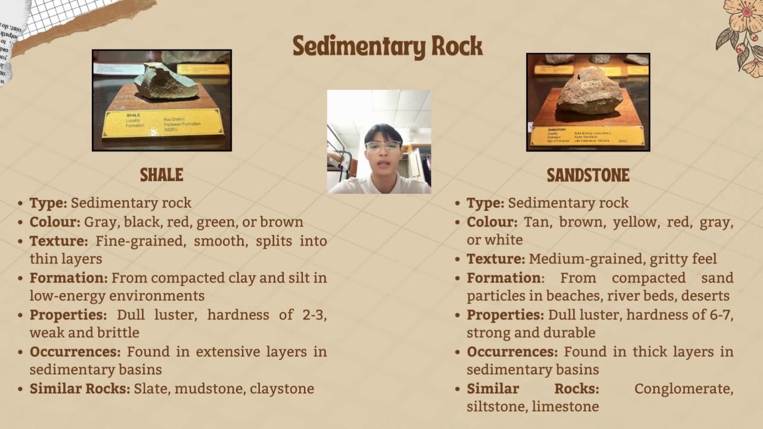Sandstones come in various colors including tan, brown, yellow, red, gray, or white depending on its mineral content. With a hardness of 6 to 7 or more on the Mohs scale, sandstone is stronger than shale and often forms in beaches, riverbeds, and deserts. Due to its strength and beauty, sandstone is widely used in construction and as a reservoir for oil and gas.